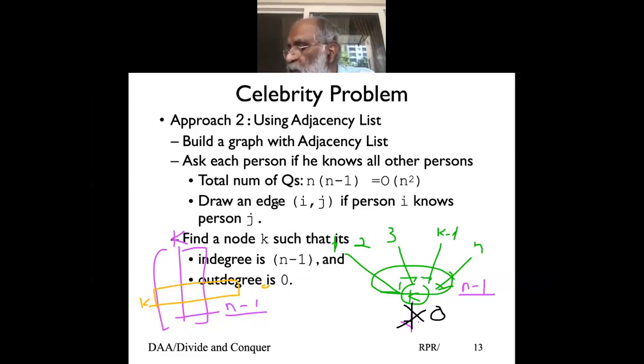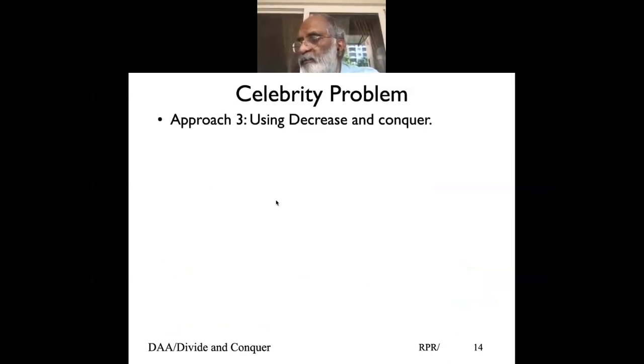If for any node K the in-degree is n minus 1 and the out-degree is 0, that means the person is the celebrity. But how many questions do we ask? Again, the total number of questions we ask is n squared, because whether we draw an edge or don't draw an edge, we still need to ask the question. So this is what we do basically. This is the number of edges, we know that, so that is the brute force problem.